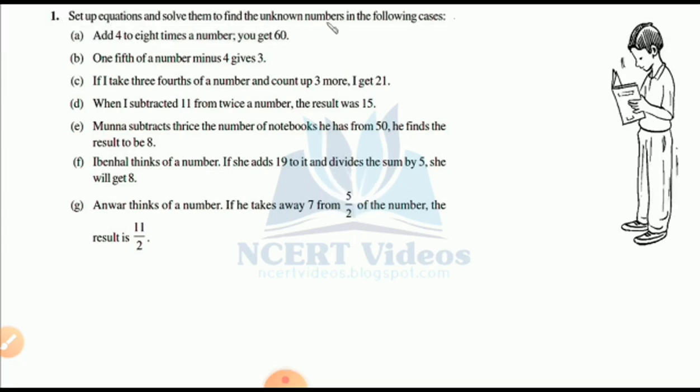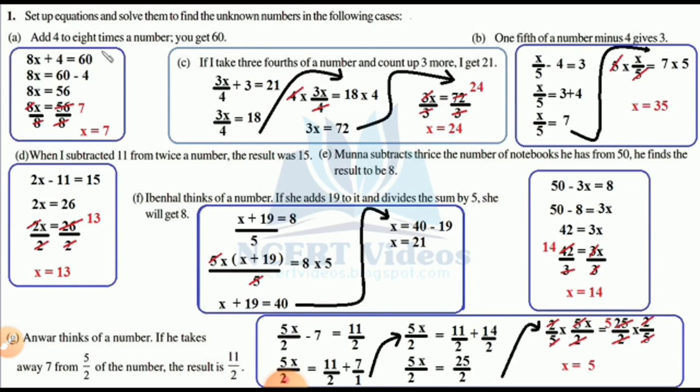Today we will discuss exercise 4.5. Question number 1. Set up equations and solve them to find the unknown numbers in the following cases. A: Add 4 to 8 times a number, you get 60. Here we have to make the first equation. Yes, 8x plus 4 is equal to 60.